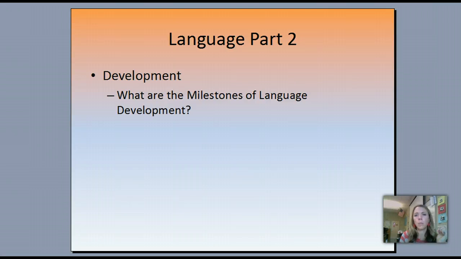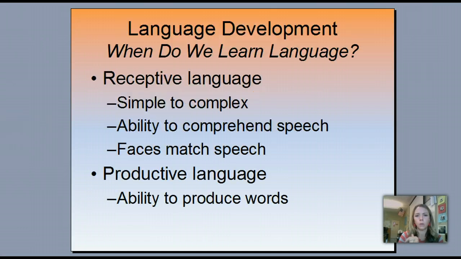Okay, so let's talk about how language changes from when you're born, being a baby, to when you get to be a toddler, to elementary school age, and further than that. There are two different types of language you need to know: receptive language and productive language. Before you frantically start writing this down, think about what it means to be receiving, or receptive. What does it mean to produce? That will help you understand the difference between these two.